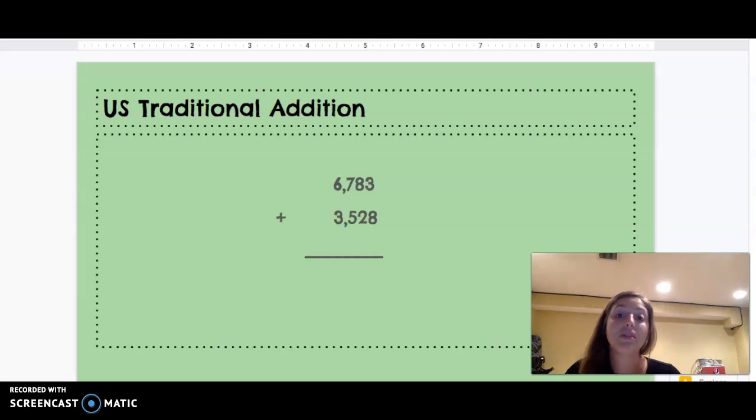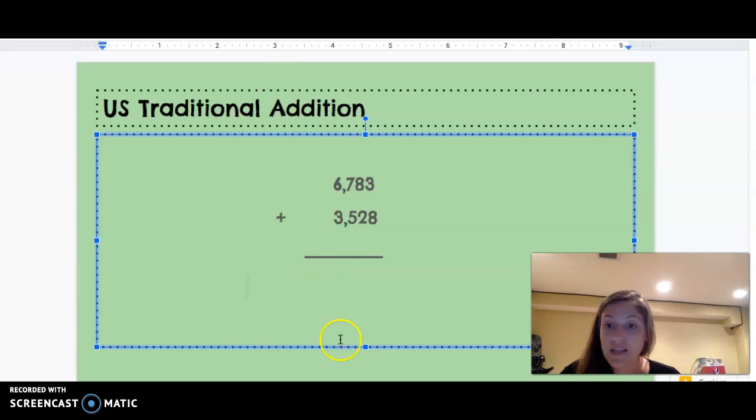Let's do one more. 6,783 plus 3,529. I want you to pause the video and use U.S. traditional addition to solve this problem. Remember, you don't write all the partial sums here. You carry up if it goes into the next place value. When you're ready and you have your answer, press play.